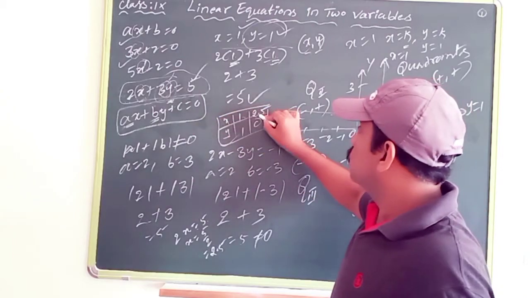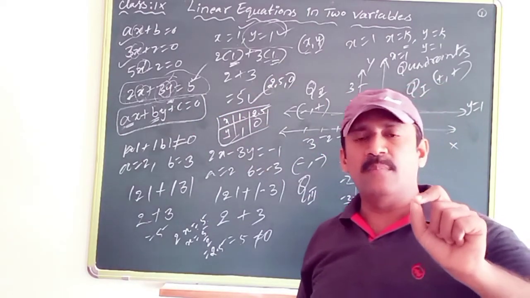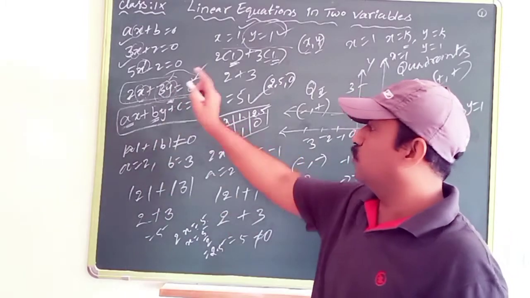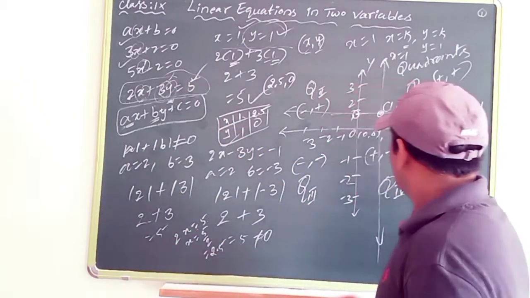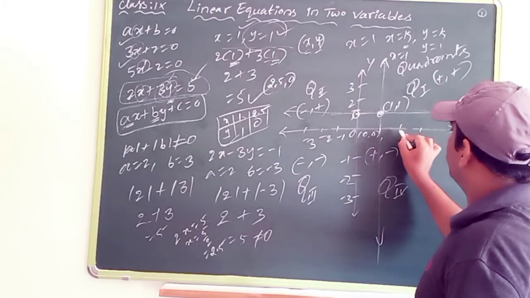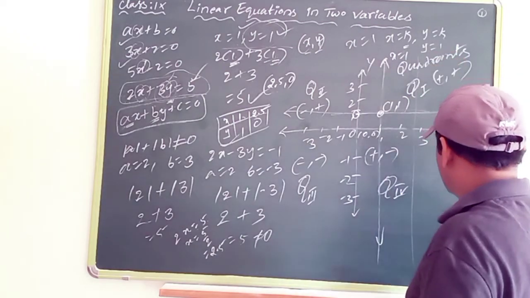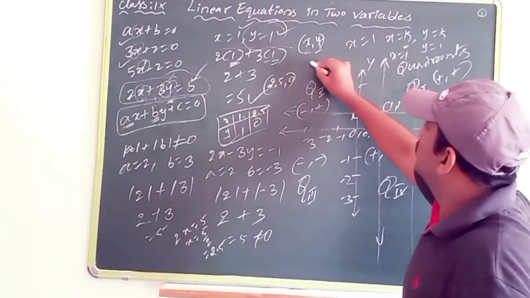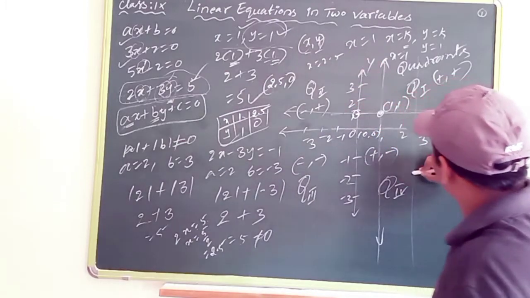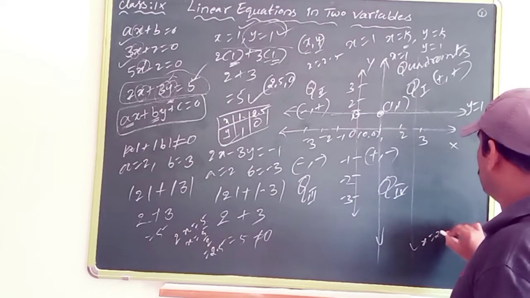So this 2.5 comma 0 is a solution. 2.5 comma 0 is the solution of 2x plus 3y is equal to 5. Now I will select here this point 2.5 comma 0. 2.5 is the point that lies between 2 and 3. This is 2.5, x is equal to 2.5 and this is the line. It lies between 2 and 3. So this is what x is equal to 2.5.